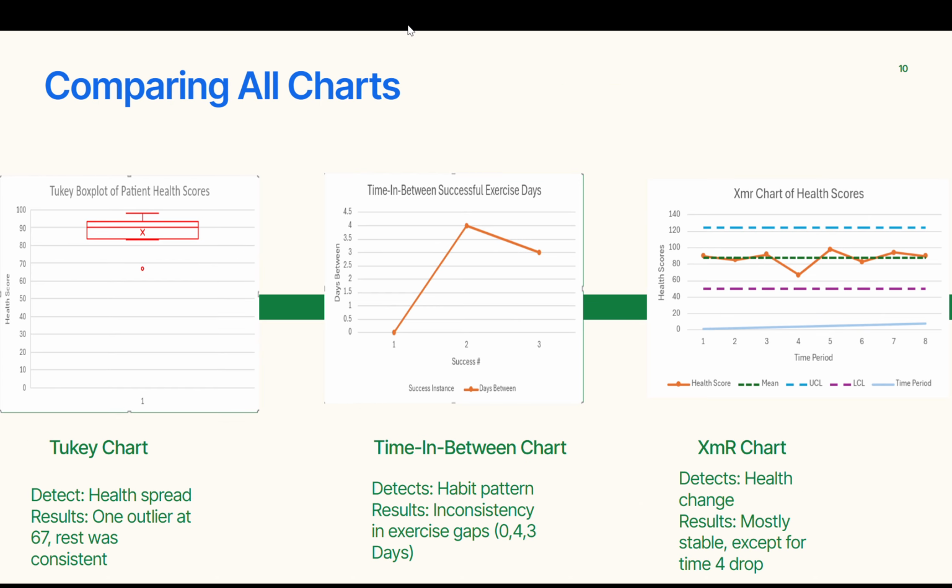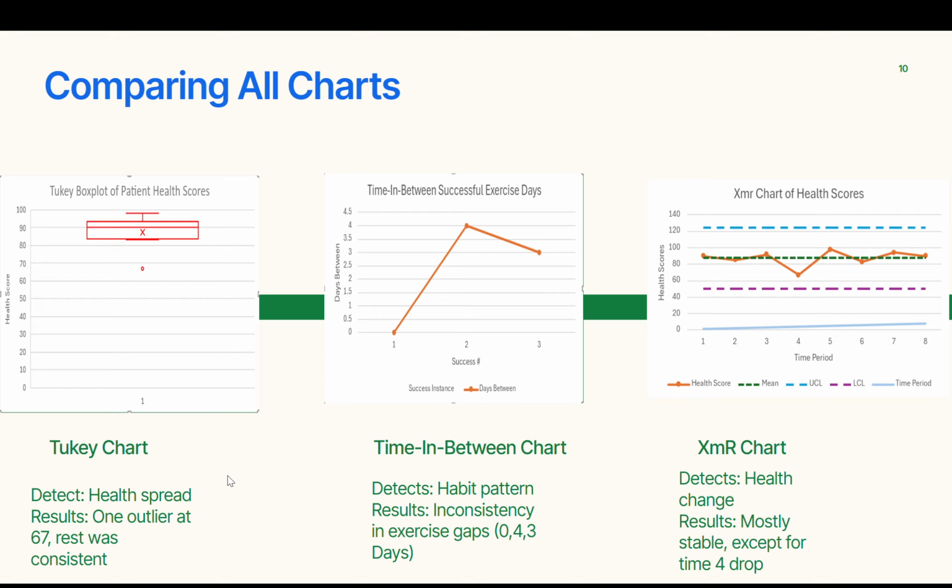So now we're going to compare all of the charts. Here we see the Tukey chart, the time in between chart, and then the XMR chart. So what we're going to do is go over how all of these charts and the results play in together to show us our results in analyzing the changes in the patient.